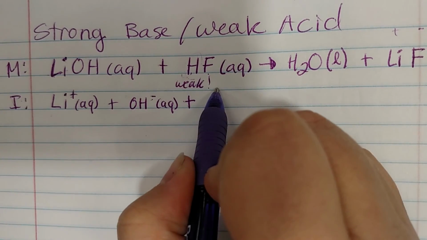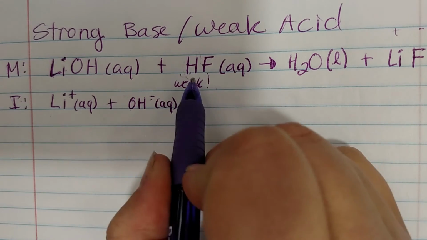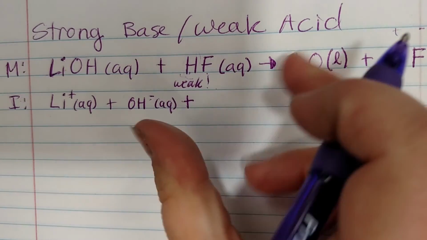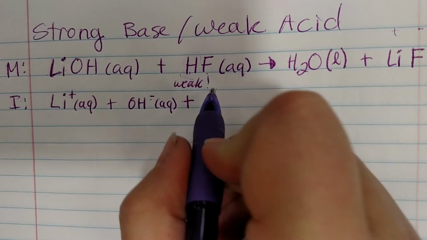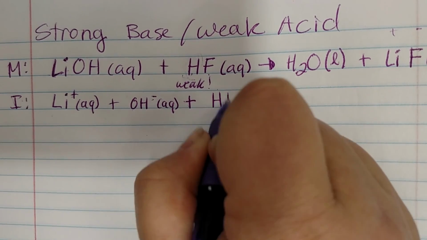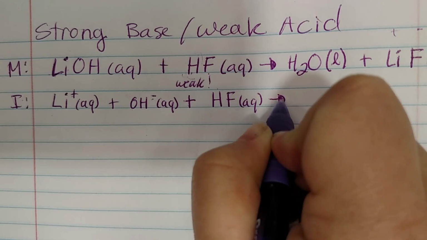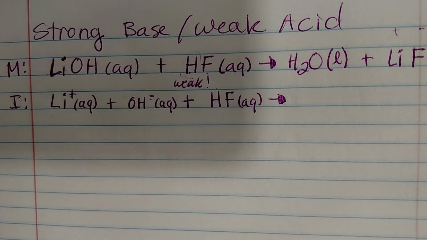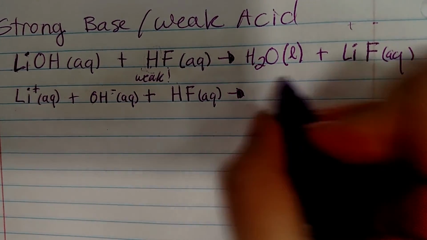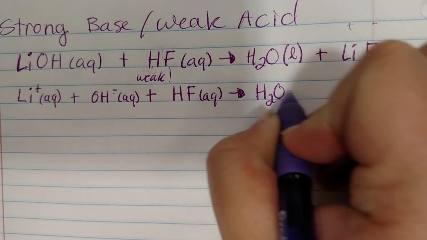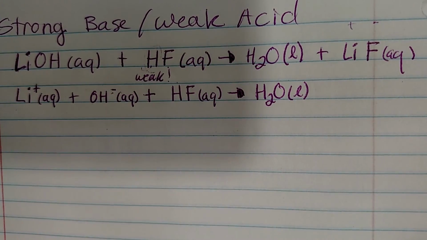And then our acid in this case is weak. Our weak acid or our weak base is going to stay together as a compound. So we're going to go ahead and just copy HF down and its state of matter. Not do anything with it. Alright, on the right side, our water is a liquid. It's going to just come down and it's going to stay together.